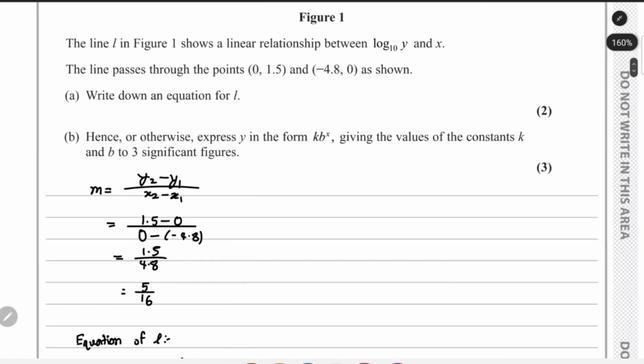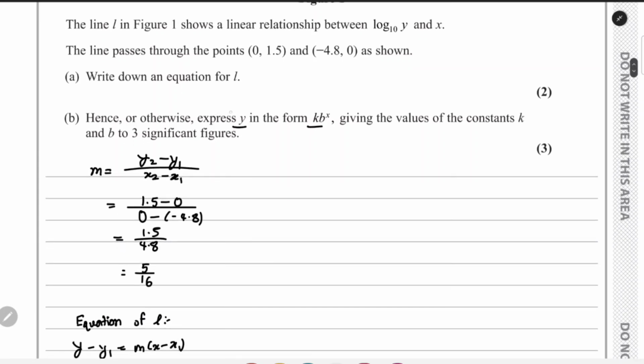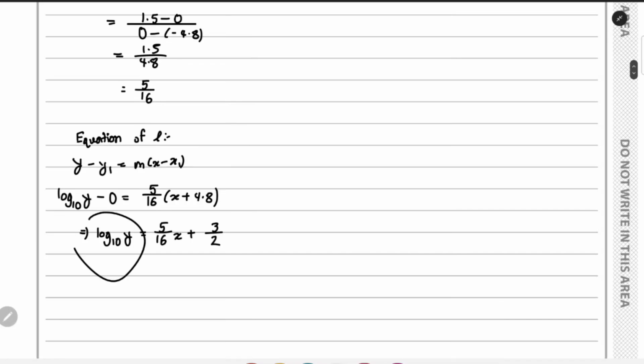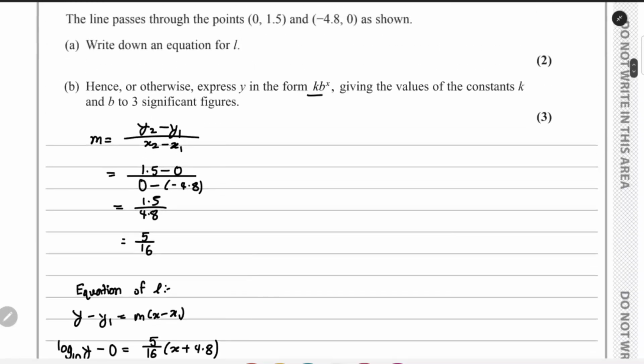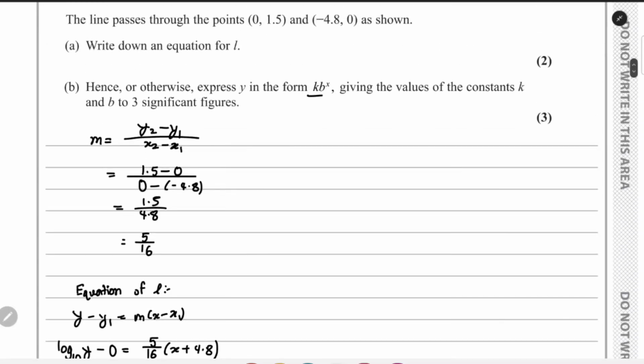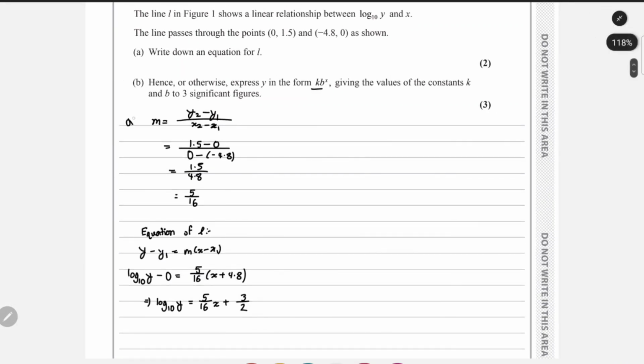Now for part B, we have to express y in this form over here. So we have to make y the subject now. In this case, we have log base 10 of y as the subject. In this case, we need y as the subject. So this is part A. Now we'll do part B.